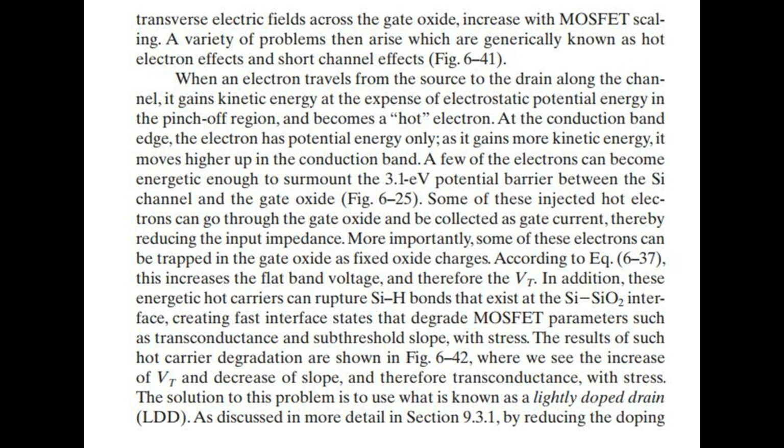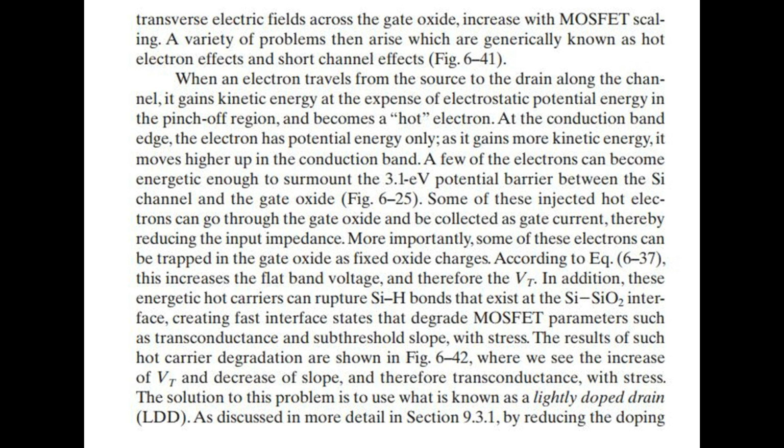Some of these injected hot electrons can go through the gate oxide and be collected as gate current, thereby reducing the input impedance. More importantly, some of these electrons can be trapped in the gate oxide as fixed oxide charges. According to EQ 637, this increases the flat band voltage, and therefore the threshold voltage.